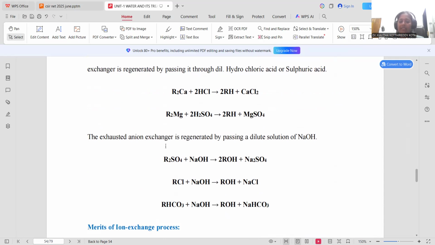At the same time, the exhausted anionic resin is also treated with sodium hydroxide alkaline solution, where the anions retained by the resin are now replaced with hydroxide, so that regeneration of the resins is possible. In case of sulfate as an anion, sodium sulfate is the byproduct. With chloride, sodium chloride is the byproduct. If bicarbonate is there with the resin, sodium bicarbonate is discarded. This is the way the entire process of exchange of ions takes place, and regeneration is also carried out in order to repeat the process with the same resin several times.